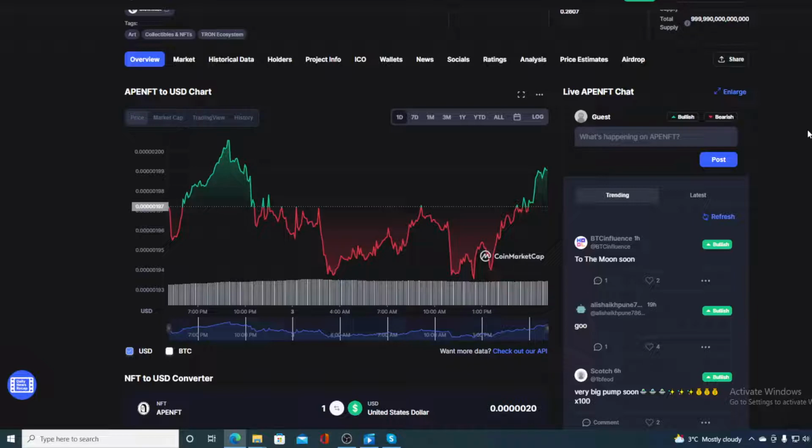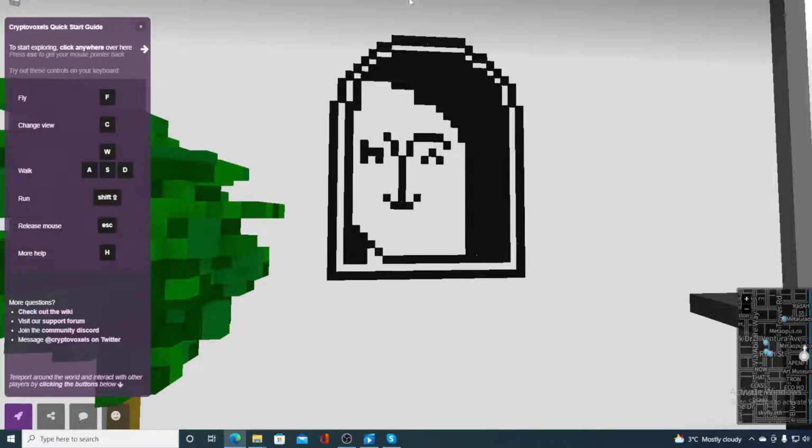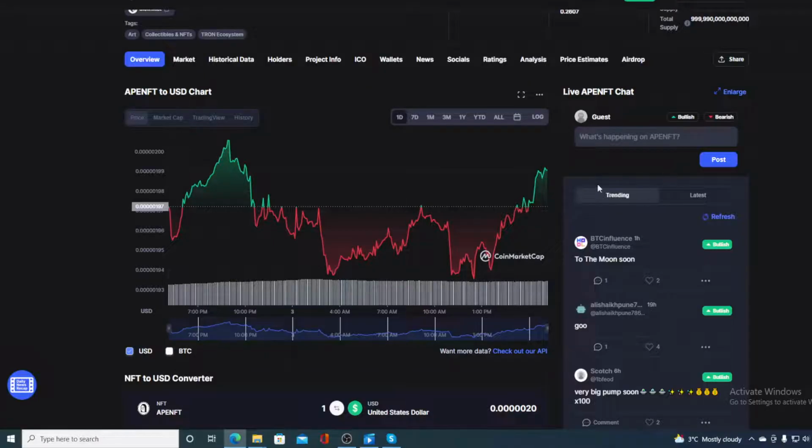However, considering everything that we have seen and considering the activity and the charities that ApeNFT is funding, I am safe to say that the price of ApeNFT will go up from here. So if you were thinking of entering the ApeNFT society, now would be the time to do so.